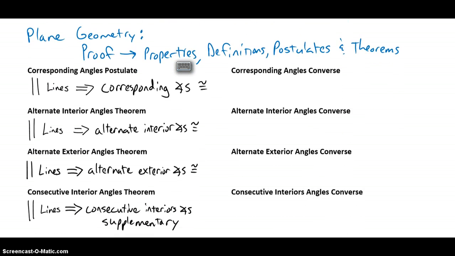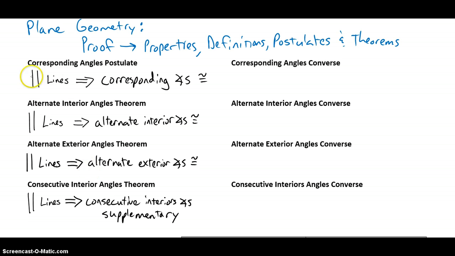All of these theorems and postulates start with lines being parallel and then conclude about the angles. Well, if we use the idea of a converse, we can flip all of these postulates and theorems around and conclude that we have parallel lines. So in order to prove lines parallel in plane geometry, we need to find angles that are congruent or angles that are supplementary. If we have that, then we can conclude our lines are parallel.